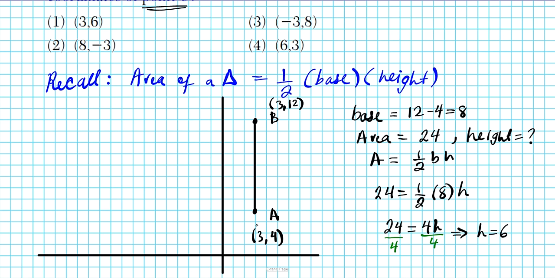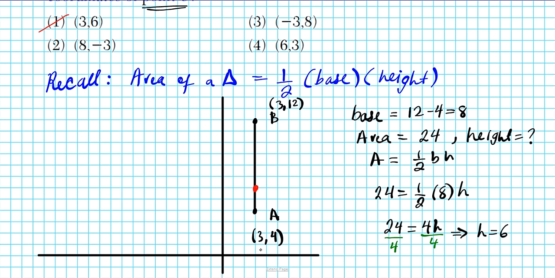So let's see, 3, 6, 1. So this is 4, 5, 6. Is the perpendicular distance from this point to this line, to this segment, 6 units? The answer is no. The distance is just 0. So this doesn't work. How about 8, negative 3.